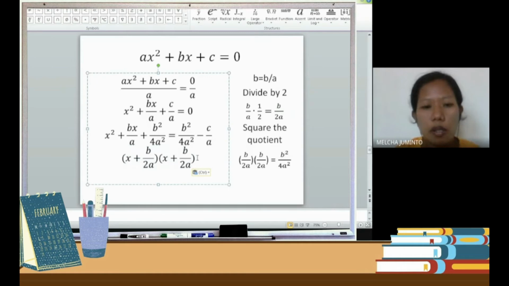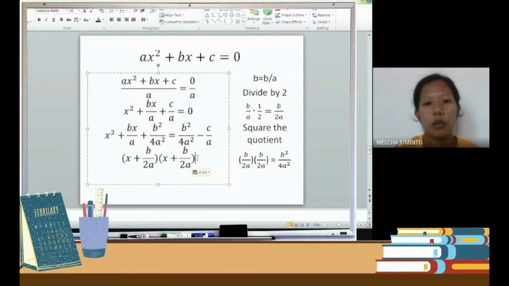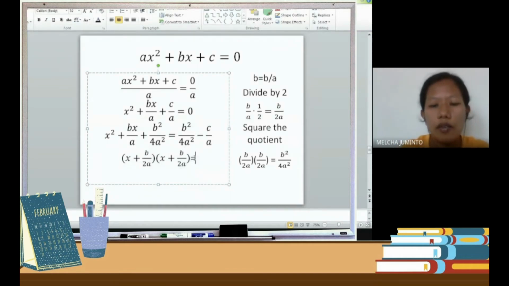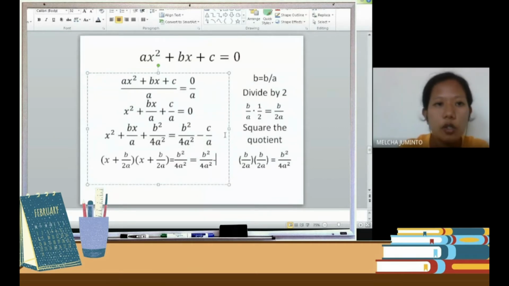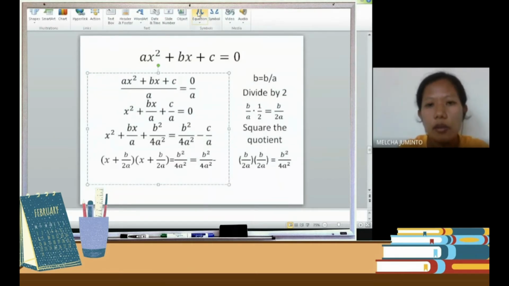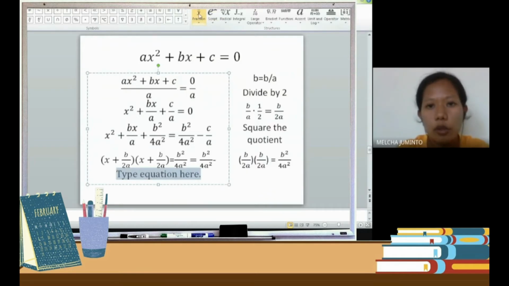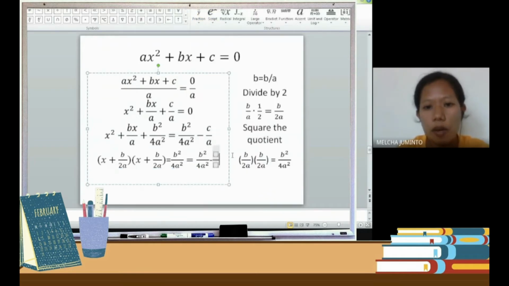So x plus b over 2a times x plus b over 2a equals, well, the right side should be simplified using the LCD of b squared over 4a squared and c over a. LCD is obviously 4a squared. I will now be copying, just copy this first fraction, minus. The second fraction, c over a, should be a new fraction equivalent to that, but the denominator should be 4a squared. So we copy this, 4a squared.